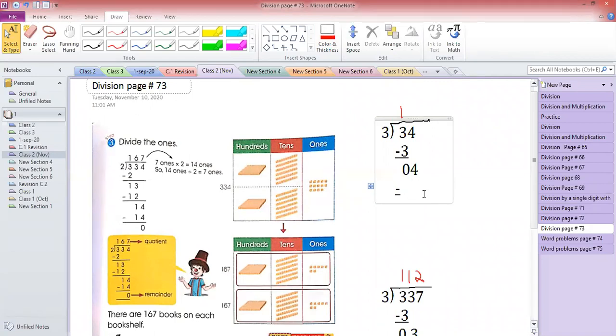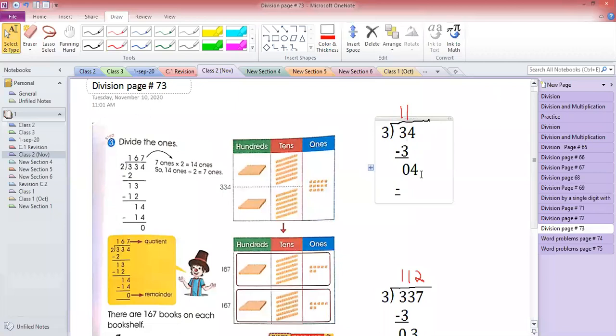3 multiplied by 1 equals 3. 3 multiplied by 2 equals 6. So there is no 4 in the table of 3, so you will consider the one that is less than. You multiply 3 by 1, because you have to take the lesser one.